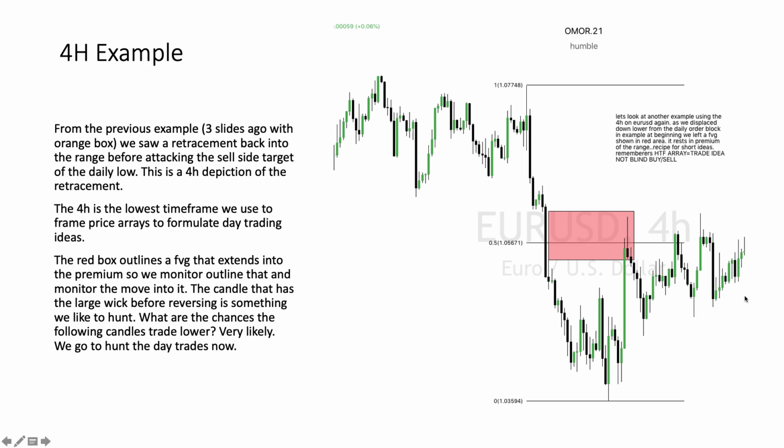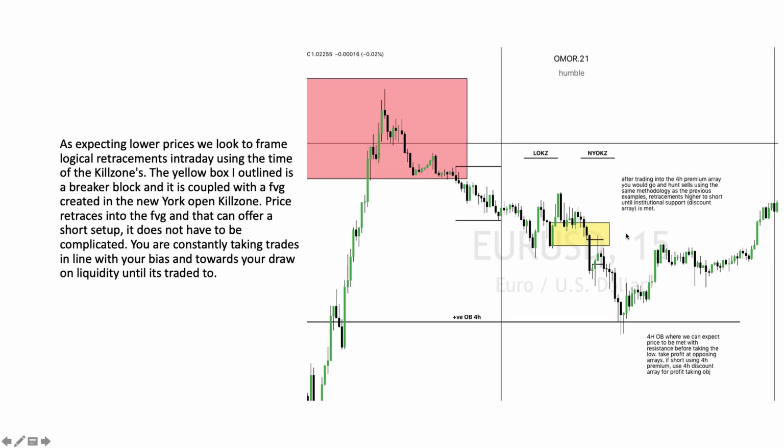Now, once we see this, we go and hunt for day trading setups. So, as expecting lower prices, we frame logical retracements intraday using time of the kill zones, the London open kill zone, New York open kill zone. Now, the yellow box I have outlined is a breaker block, high, low, high, high, and we go lower, low. And the lines here, 1 and 2 here, that's a fair value gap.